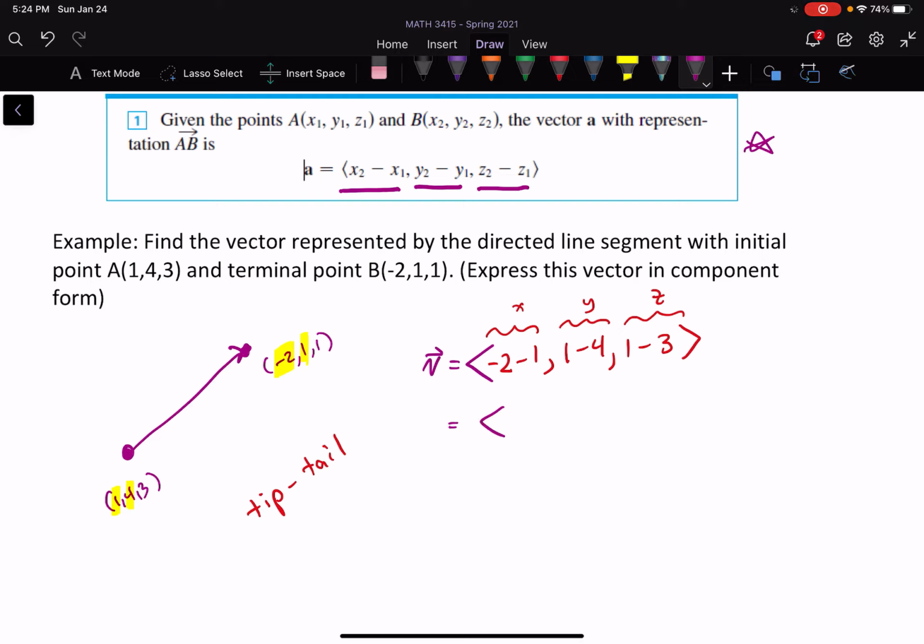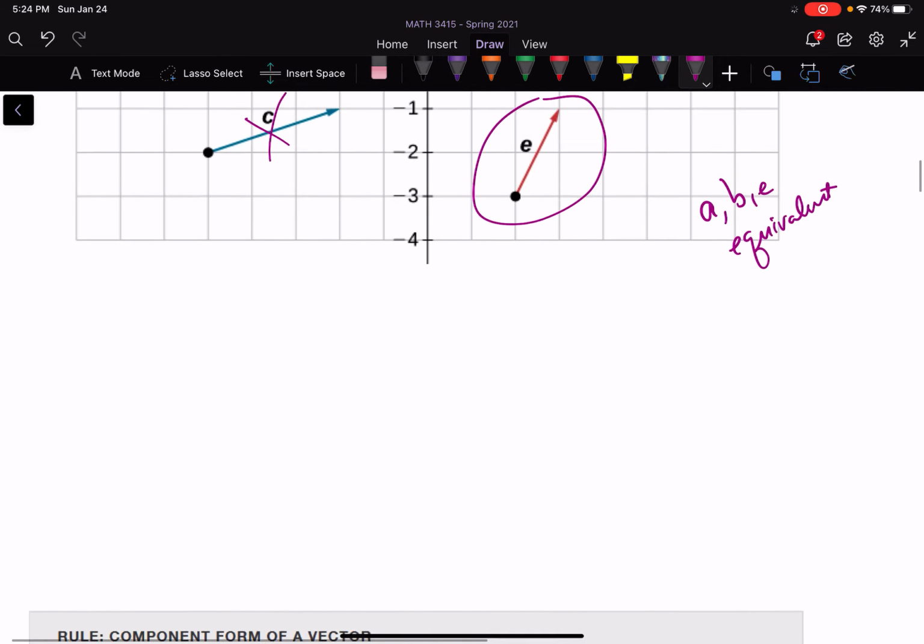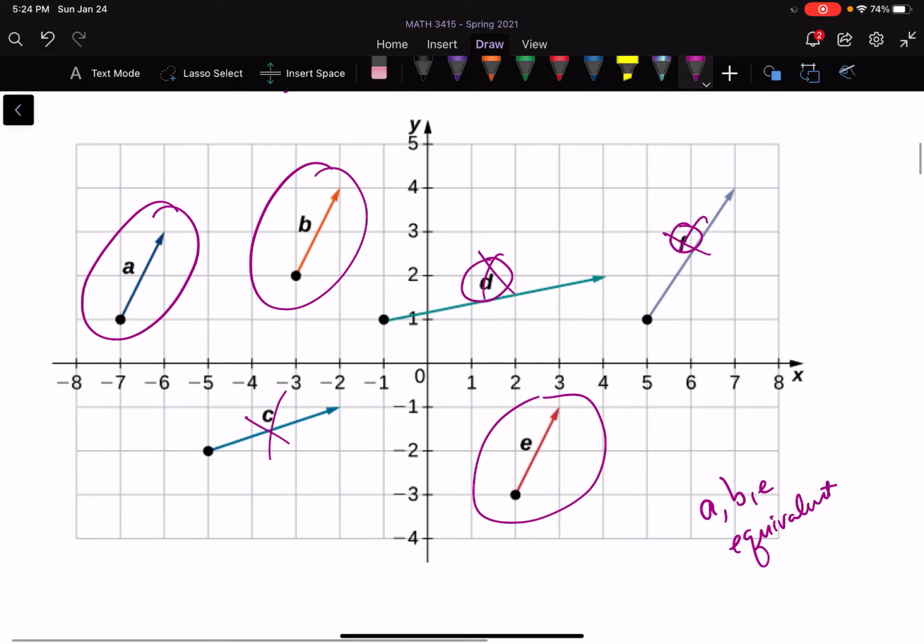So -2 minus 1, that's -3. 1 minus 4, that's -3. 1 minus 3, that's -2. And that is our answer. In other words, what we did here is we took this vector and turned it into the generic form of the vector. We turned it from having some position in space into having just the magnitude and the direction, which is good because a lot of times we want to simplify them.